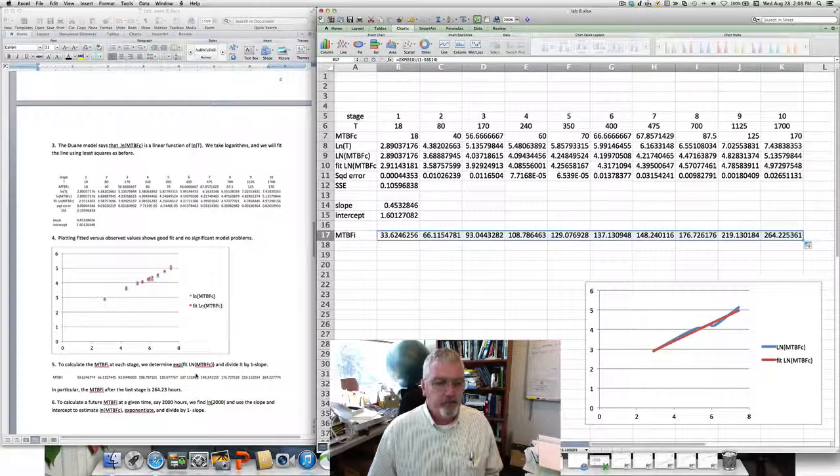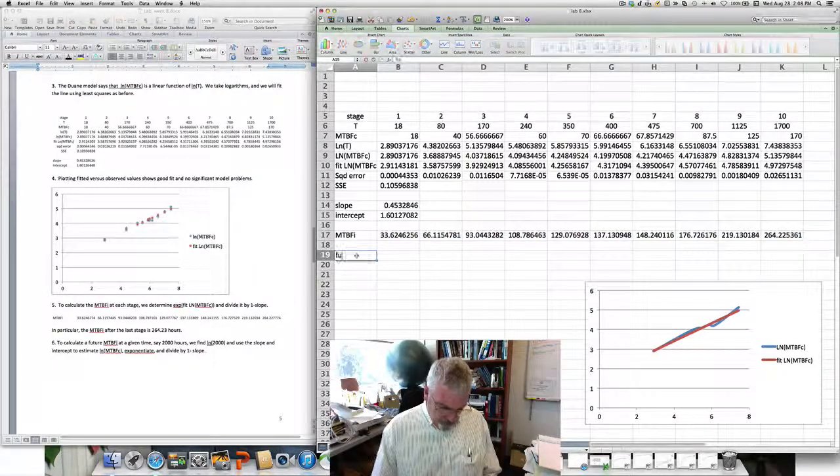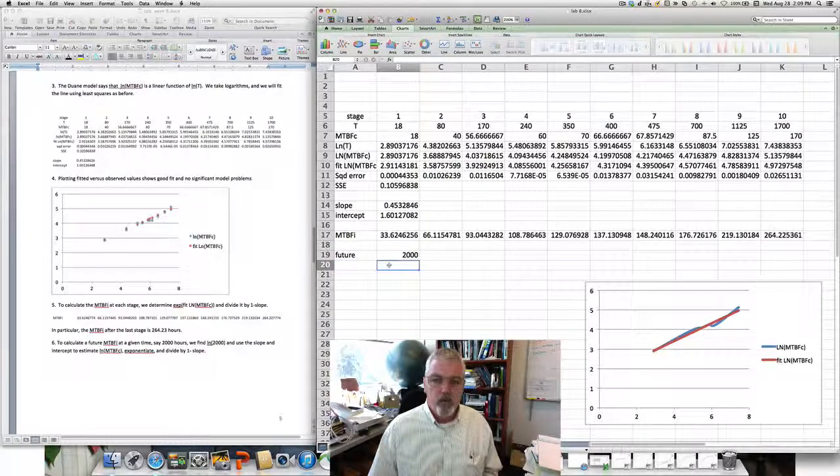If I wanted to calculate a future time, I would have to use a future total test time, say after 2,000 hours. I would have to say that that's going to be equal to the EXP of the log of 2,000 times my slope plus my intercept.